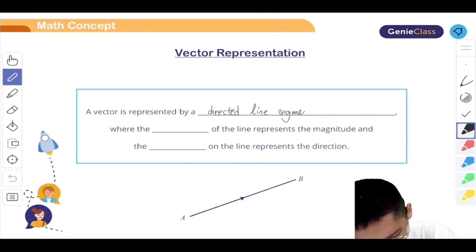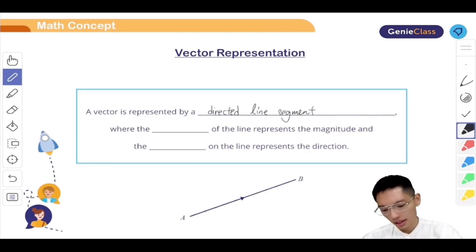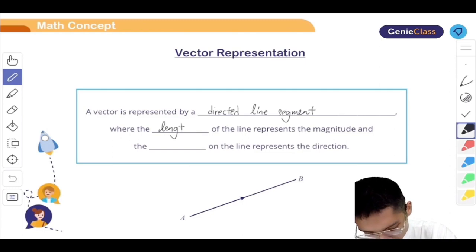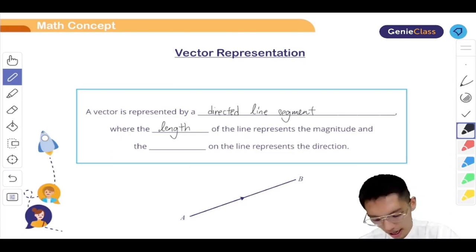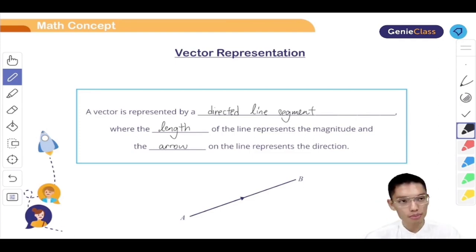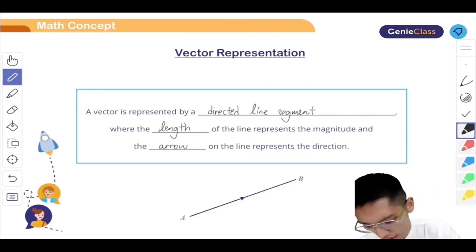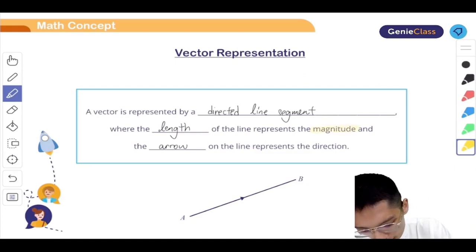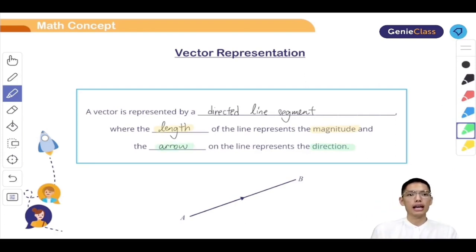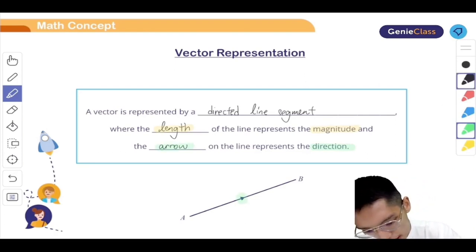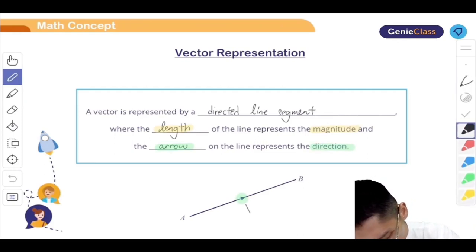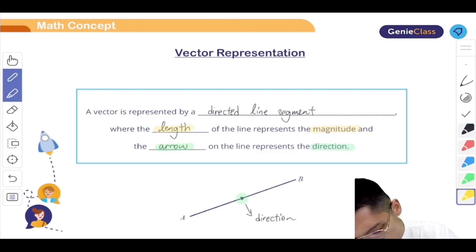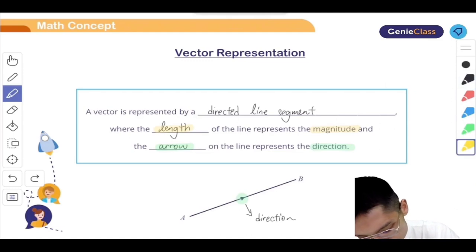Why a directed line segment over here? Because when I draw the line, it has to have a certain length, right? So the length of the line in this case represents the magnitude, and the arrow on the line represents the direction. That's the main thing over here. So to represent the magnitude, it's the length of the line segment. To represent the direction, it's the arrow on the line. Alright, so to emphasize, this is the direction over here. And to represent how long it is, sorry, wrong color. Let me try again. It represents my magnitude.